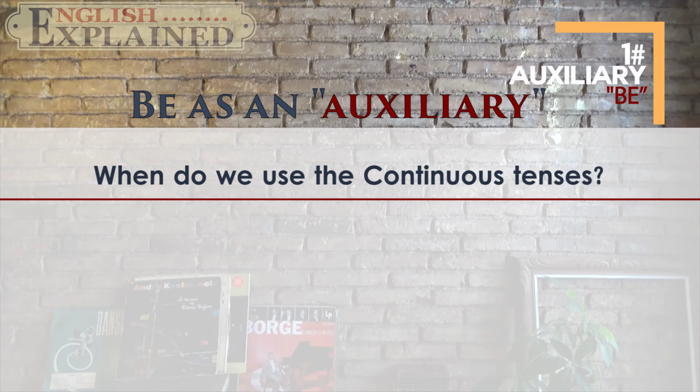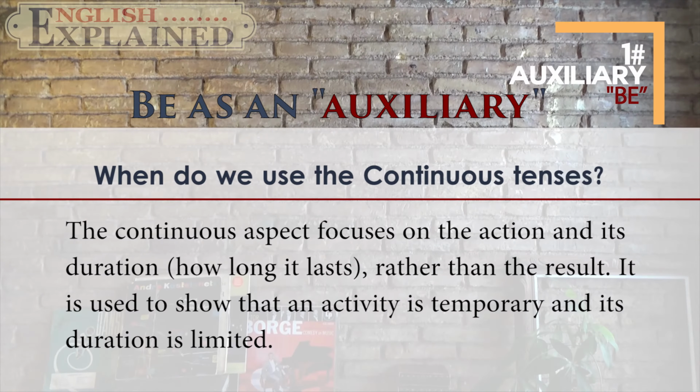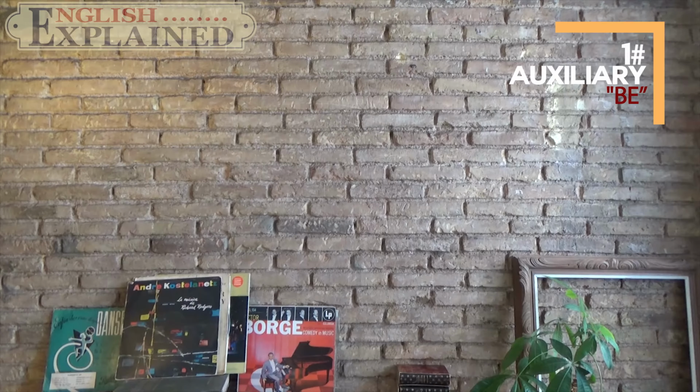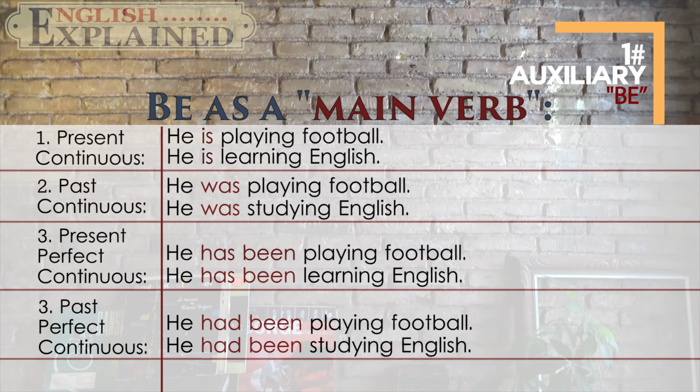Okay, in case you weren't able to remember that, you have the answer on the screen right now. Good. So let's see some examples of be in its progressive forms, also known as continuous forms. Example number 1, present continuous. He is playing football, or he is learning English.